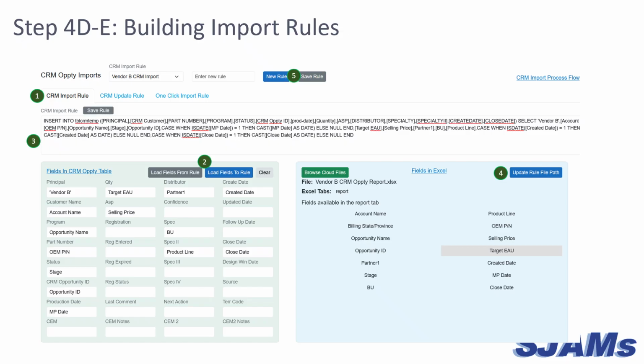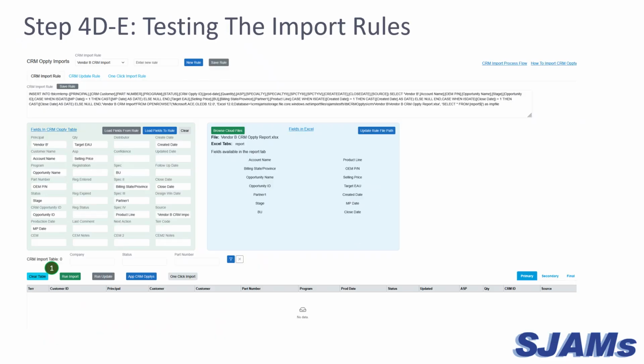The next step is adding the location of the file to be imported. Click Update Rule File Path. This will add the path to the CRM opportunity report and respective worksheet name to the import rule. Figure 5. Save the rule. Now let's test it and see if the import rule works.